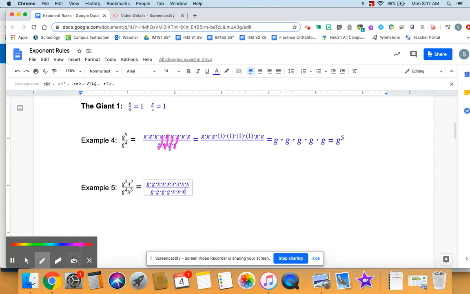So again, every pair that I have on top and bottom, I'm going to cancel and turn into a 1. So there's 1 g on top and bottom. Here's another g on top and bottom, but there's no more g's on top, so I can't get rid of them. Here's 1 x on top and bottom. Look, it's right on top of itself, so it looks like a 1 now. Here's another x on top and bottom, and here's another x on top and bottom.